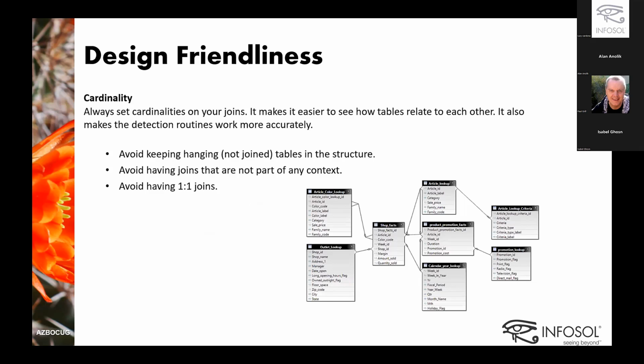Here, another tip for designer friendliness is the cardinality. You always want to set your cardinalities on your joins. It makes it easier to see how tables relate to each other. It also makes the detection routines work more accurately. Another tip is to avoid keeping hanging, not joined tables in the structure. This is a good tip. Avoid having joins that are not part of any context, and avoid having one-to-one joins.